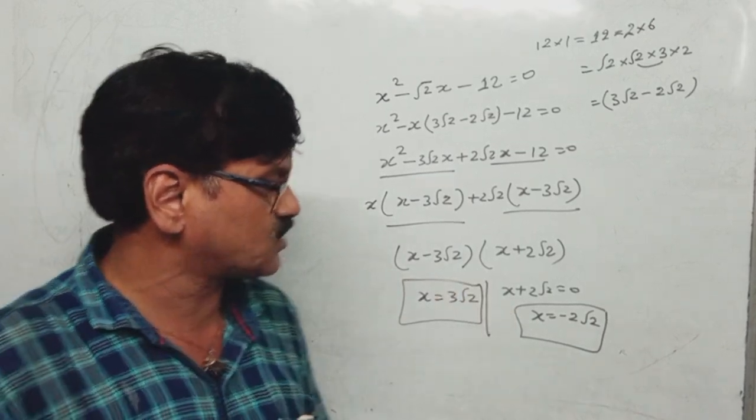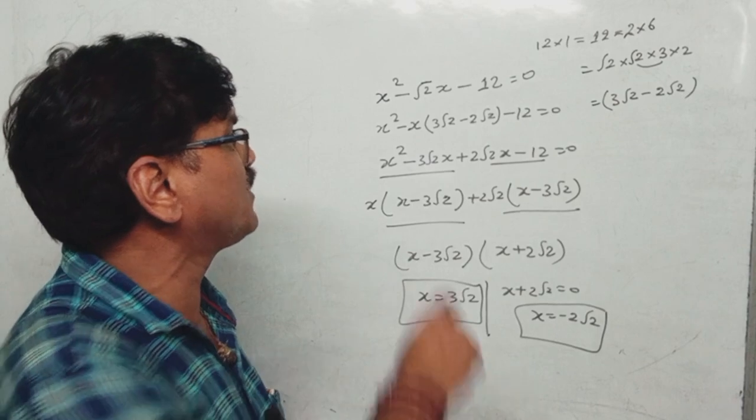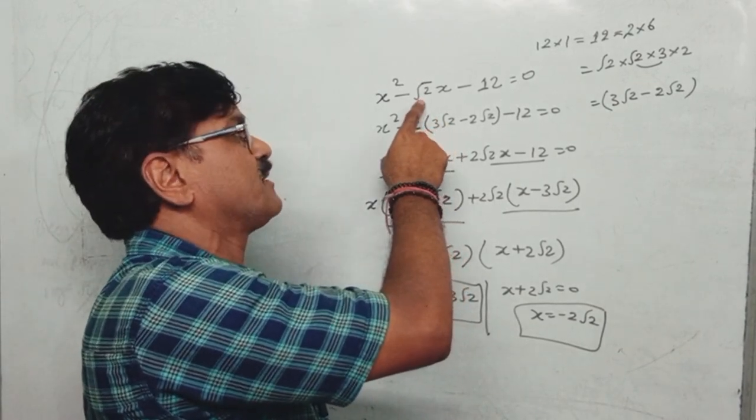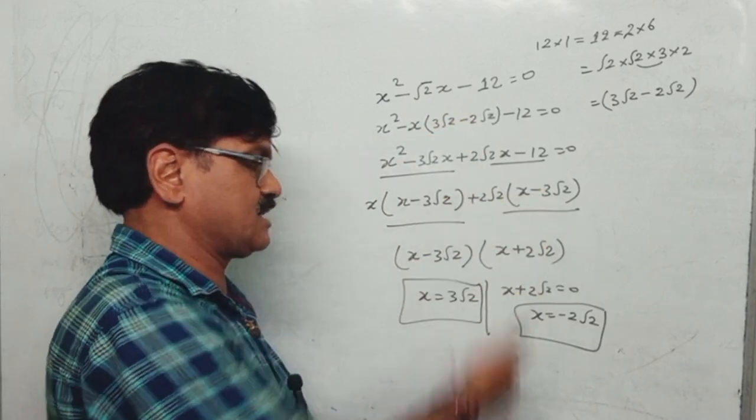In the last class I told you that I will tell you about this one: if there is an under root in the middle term, meaning an irrational number, then how you will calculate it like this.